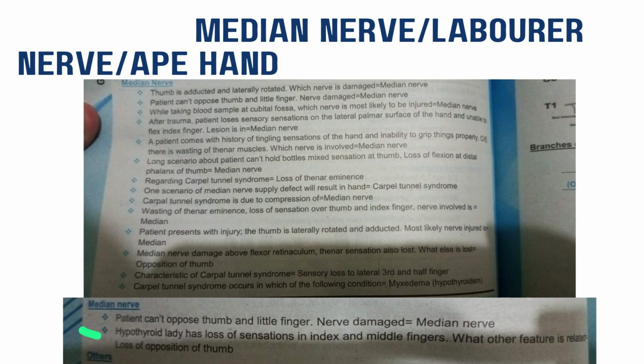Patient presents with injury, the thumb is laterally rotated and the thumb is adducted. Most likely nerve injured, median nerve. Median nerve damage above flexor retinaculum, thenar sensation also lost. What else is lost? So that is the opposition of the thumb. Characteristic of carpal tunnel syndrome, there is going to be sensory loss to lateral 3.5 fingers.